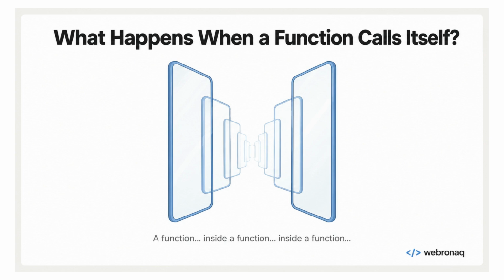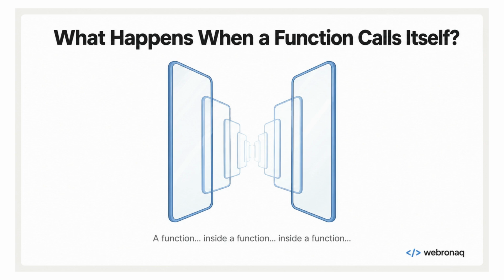Each reflection shows another reflection, and another, going on forever. Now imagine a function that works the same way. It calls itself, and then that copy calls itself again. And again. If you have ever seen code like that and thought, wait, how does this ever stop? Or what is actually happening inside the computer when this runs? You are in exactly the right place.